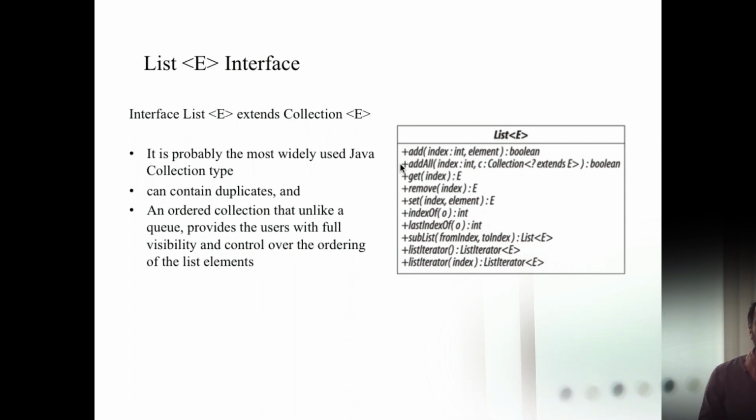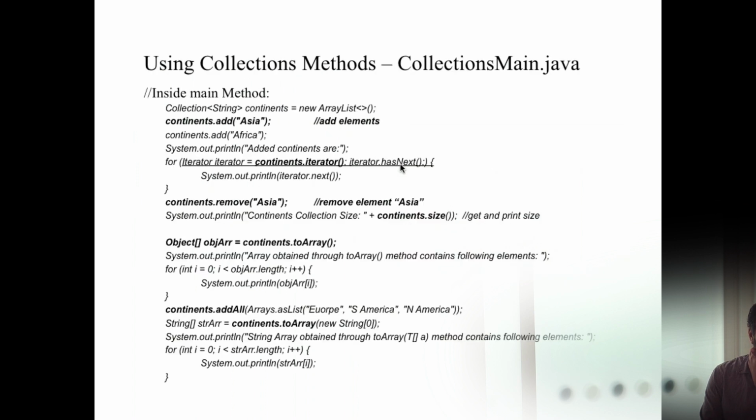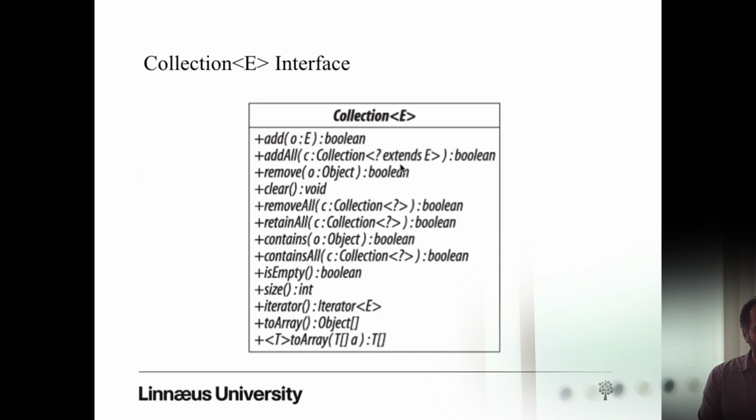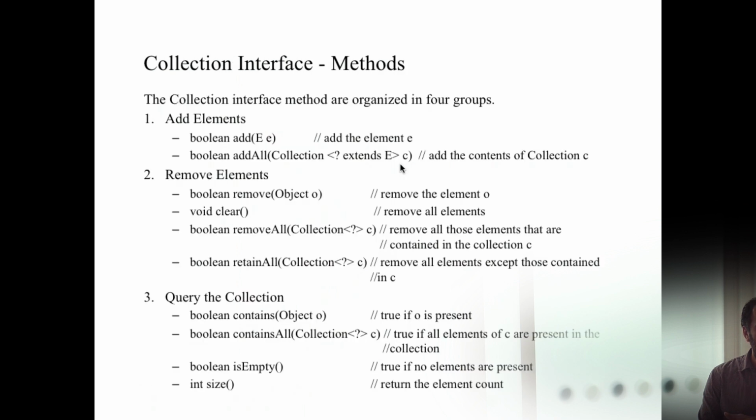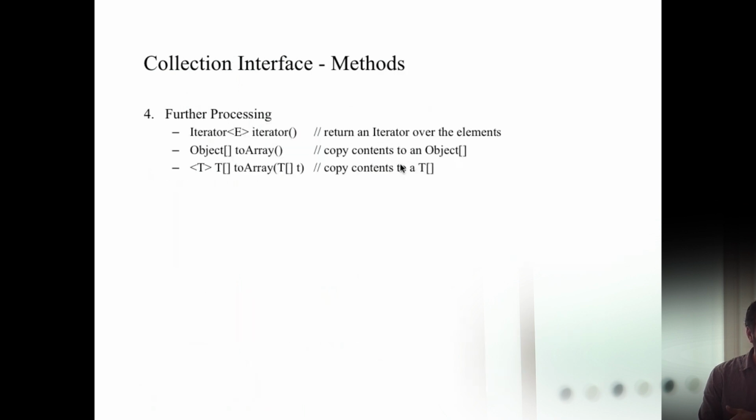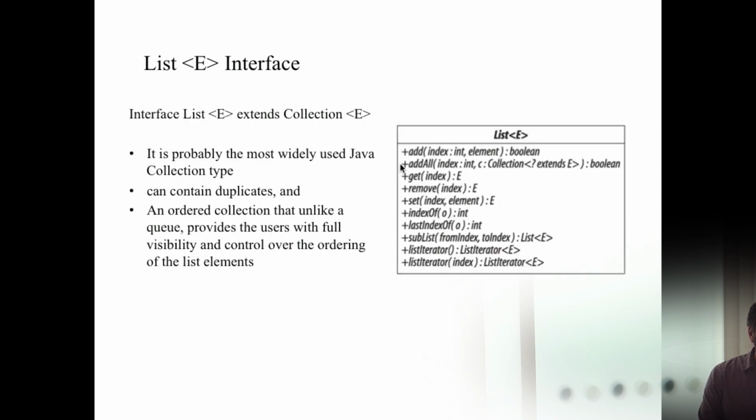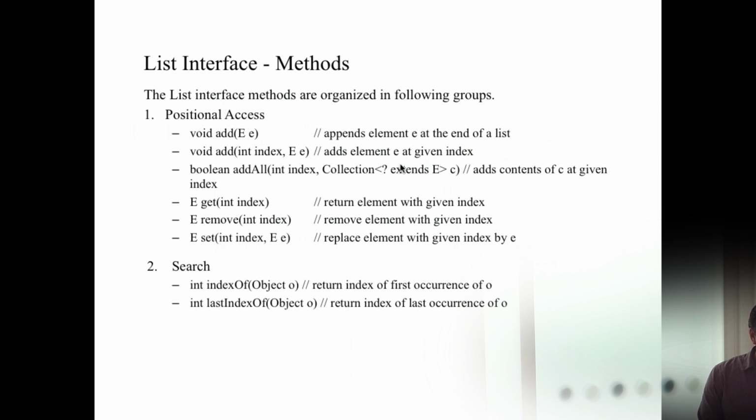And the list is a subtype of collection, because we saw that collection is a supertype. So it means that all the methods that we have seen in the collection interface are also part of the list and the other subtypes of the collection. But in addition to that, it also provides you some other methods. Okay, so here are some of the additional methods you can use.